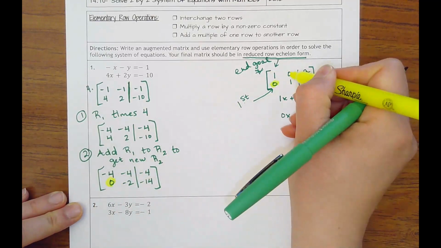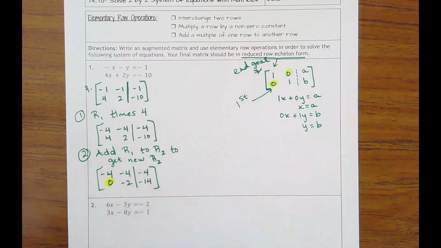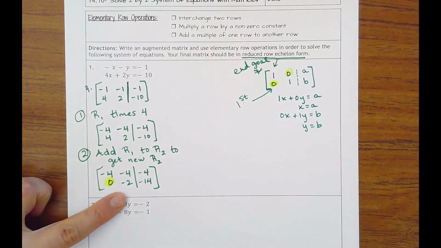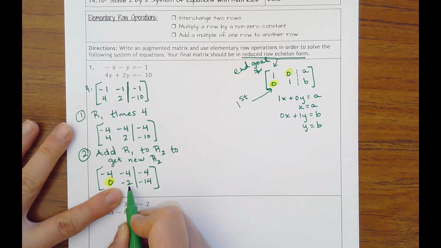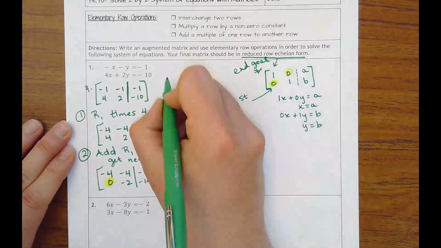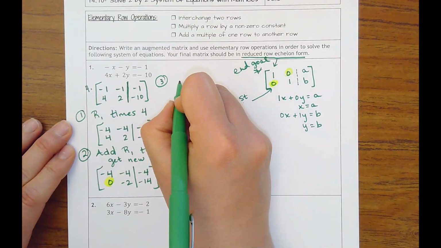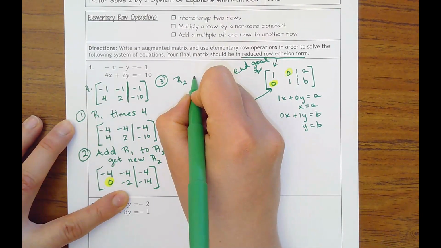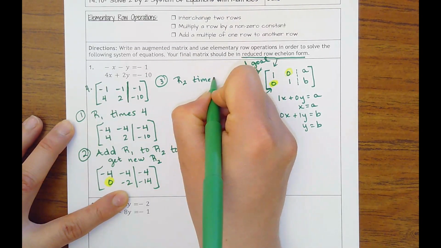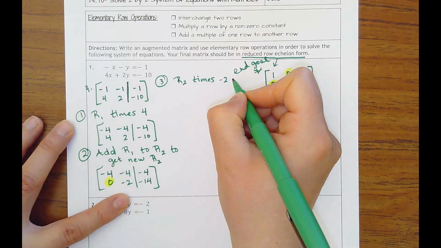So that's good. Now let's try to get this 0. So what could I do to make that -4 a 0? Well, I could take row 2 times a -2, and that would be a +4. So I'm going to do that next. So I'm going to take row 2 times, I want it to be a -2 so that I can get it to be the opposite sign.